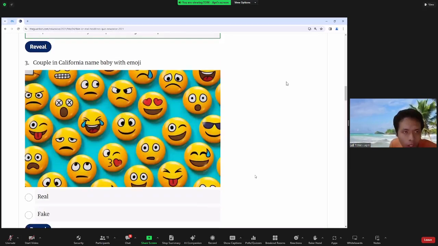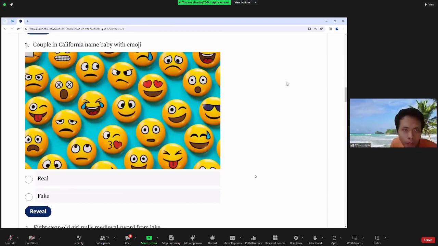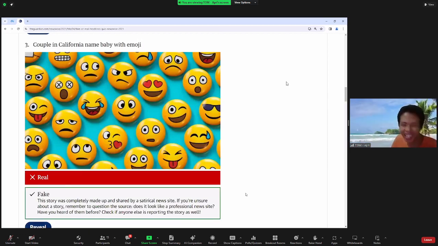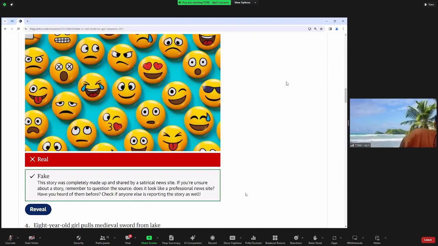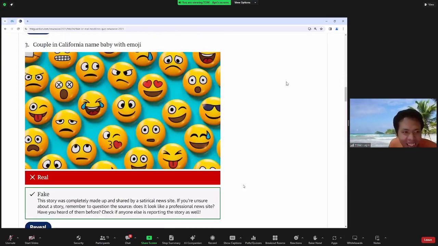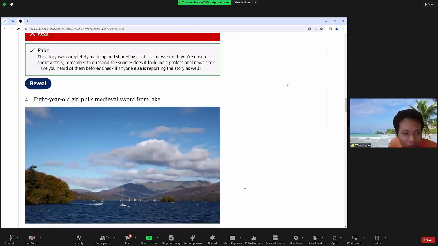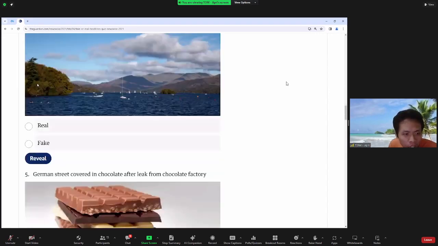Number three, a couple in California named their baby with an emoji. I think it's real. Real? Okay, let's see. Fake. The story was completely made up. Do you think you would name your child with an emoji? It's pretty terrible. And next we have, it's not interesting.